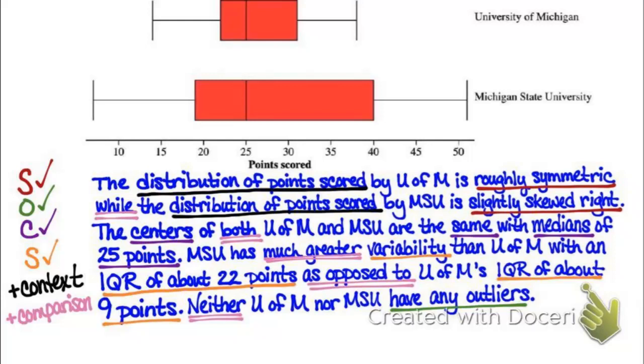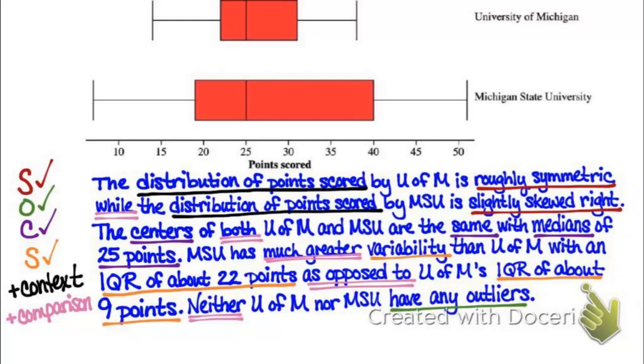If I could actually see a histogram of this data, I might say it was slightly skewed. I might call it symmetric. It really just depends on that visual appearance. The centers of both U of M and MSU are the same with medians of, I would probably put, about 25 points. I'm guessing that's what it is. It looks like it's right above it. So centers, I'm hitting that part of SOCS. Both, I've got this comparative language, they are the same.